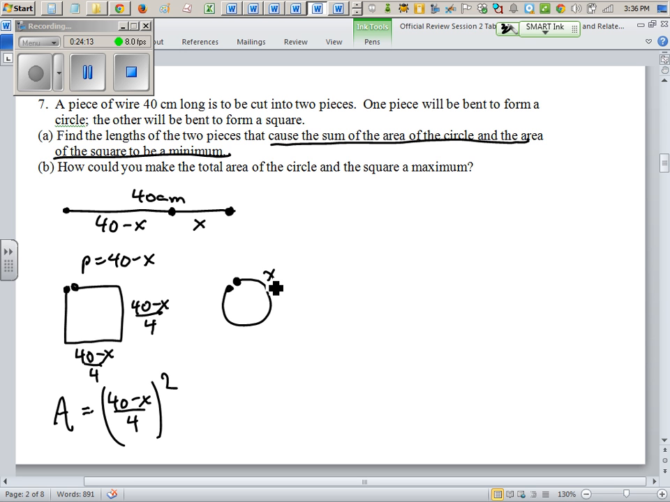The x represents the what of the circle? Yeah, the x is the 2 pi r, right? The circumference is x. I thought circumference was 2 pi r. Yes. Circumference is 2 pi r, and circumference is x.